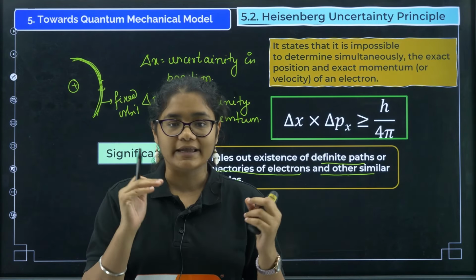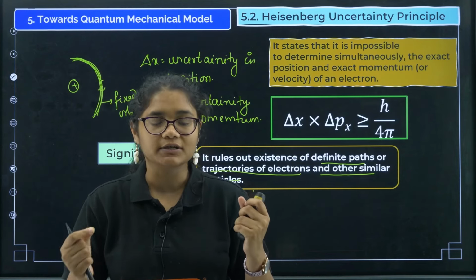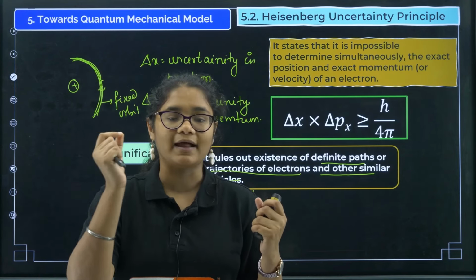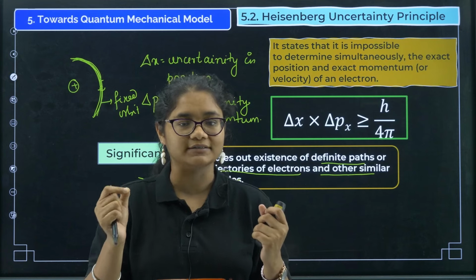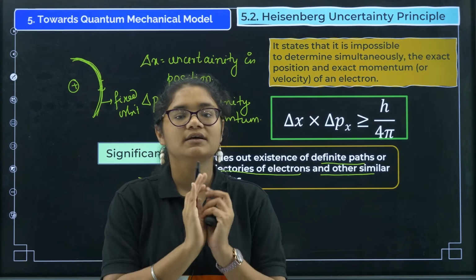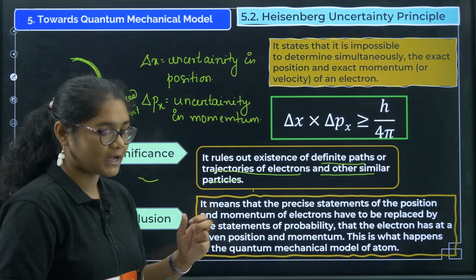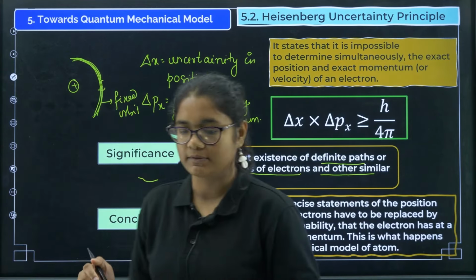But now with the Heisenberg principle, that we cannot measure the location or the position and the momentum of electrons simultaneously, this concept that electrons travel in a fixed path was cancelled, okay. So now coming to what is then the conclusion that we can draw from here. What can be the conclusion here?